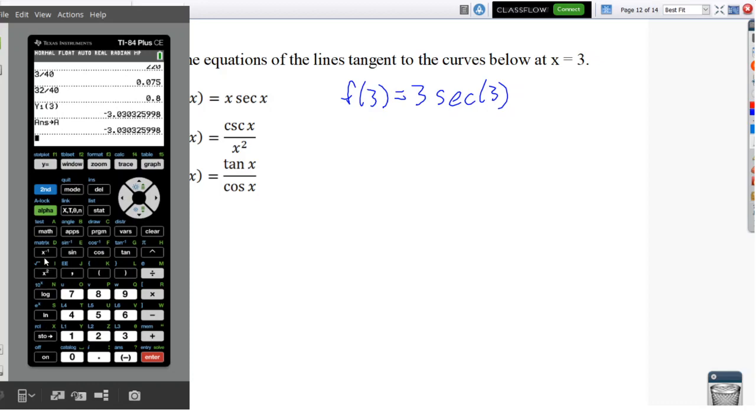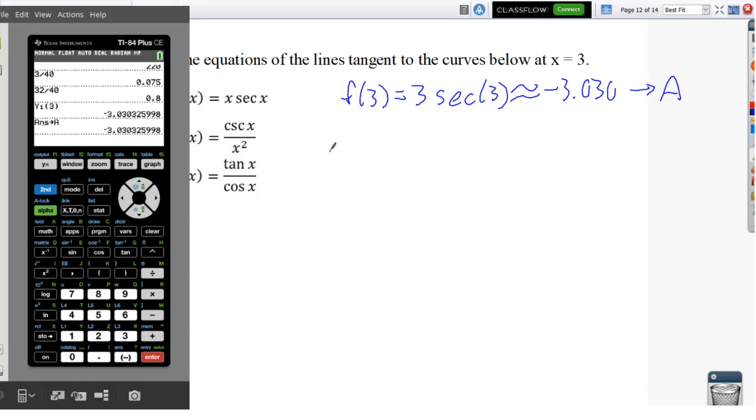So now I hit the store alpha A, and all of a sudden I have that stored in there. So I've got this is approximately negative 3.030, and I'm just making a note that I'm storing that as my a value. Again, that's what f of 3 is.